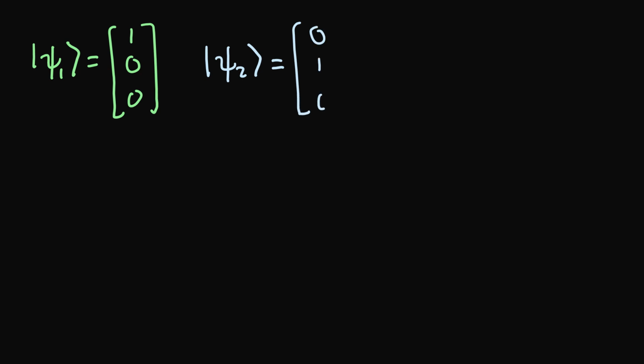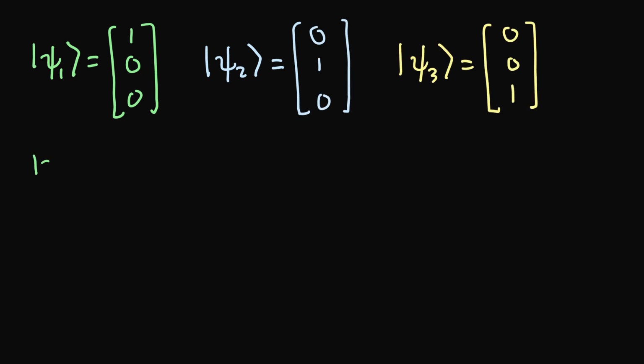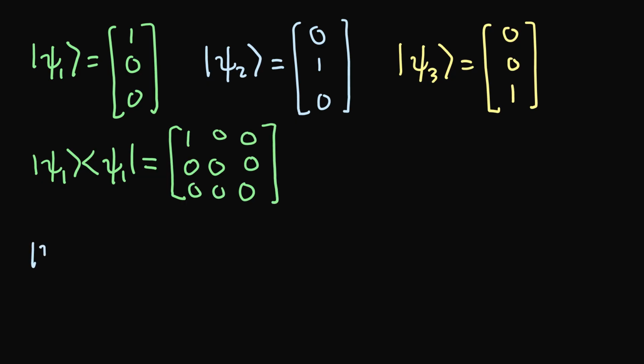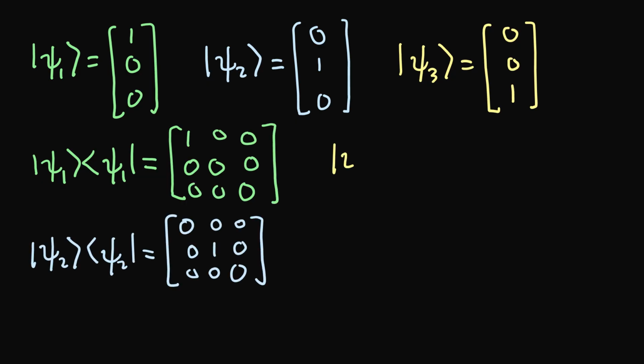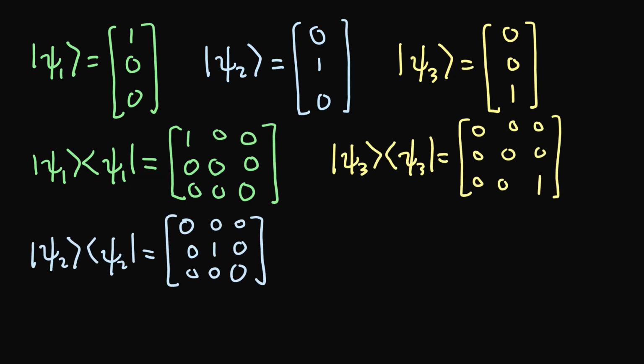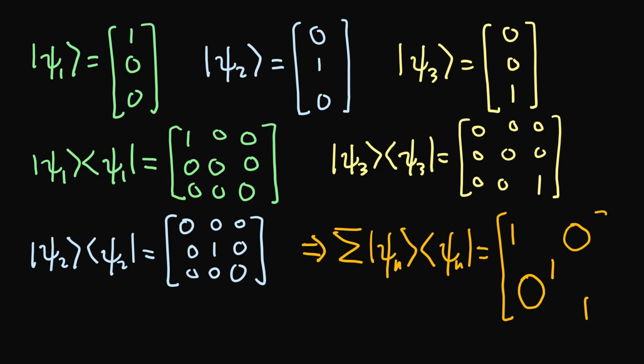This concept is best illustrated by using column vector as basis state. Let us use 3 basis vectors. We calculate the outer product corresponding to each basis vector, psi 1, psi 2, and psi 3. The result is 3 matrices. Add those matrices, and we obtain the identity matrix. Thus, we can say that this set of basis vectors is complete.